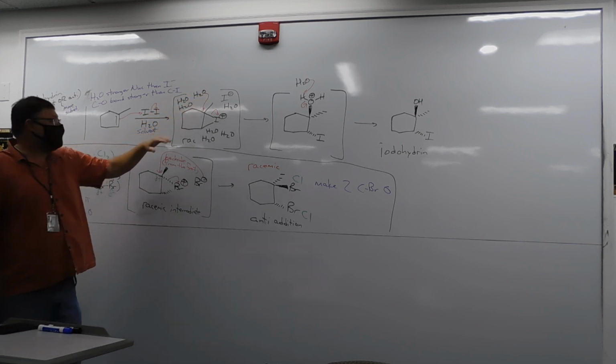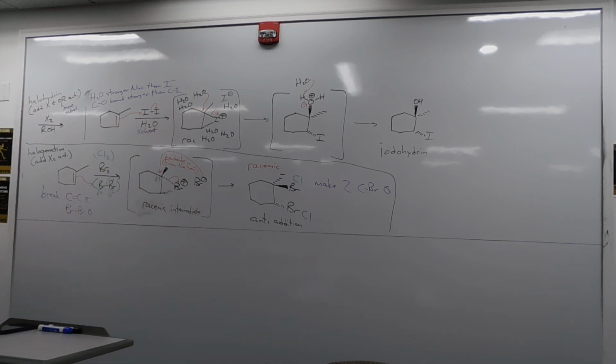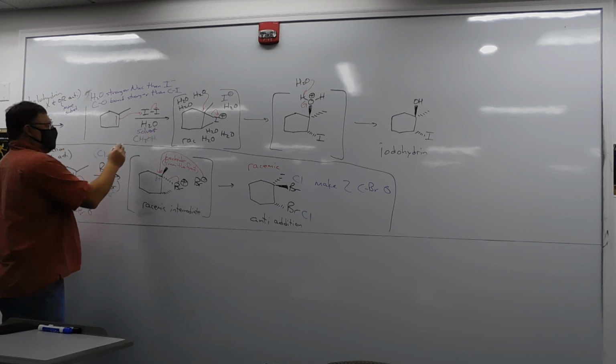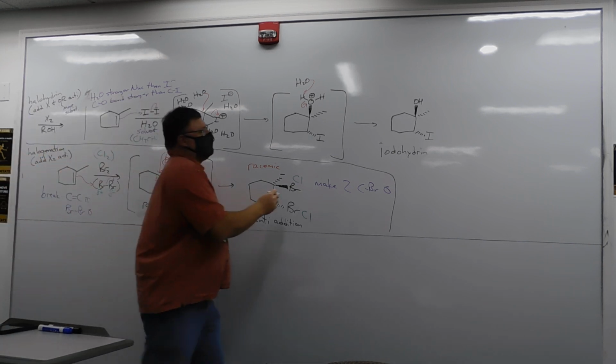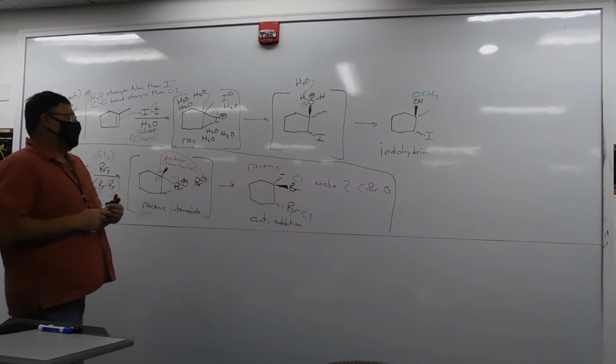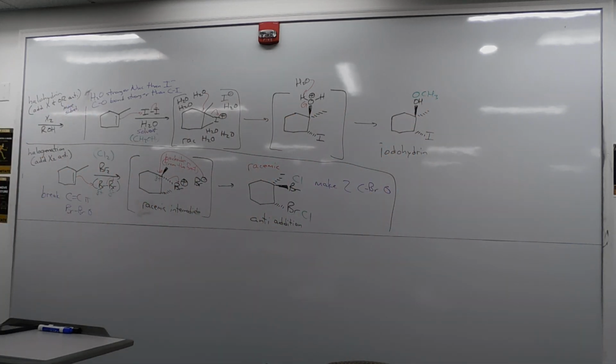I don't know if that's a good analogy or not, but in this case, water or whatever OR is, this doesn't have to be water, it could be methanol. So if we did use methanol as a solvent, then our product over here would be OCH3. If it was ethanol, it would wind up O-ethyl, whatever. You get OR anti to the I.